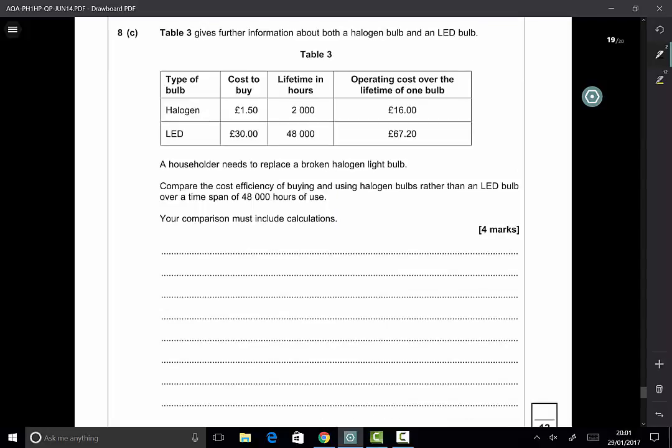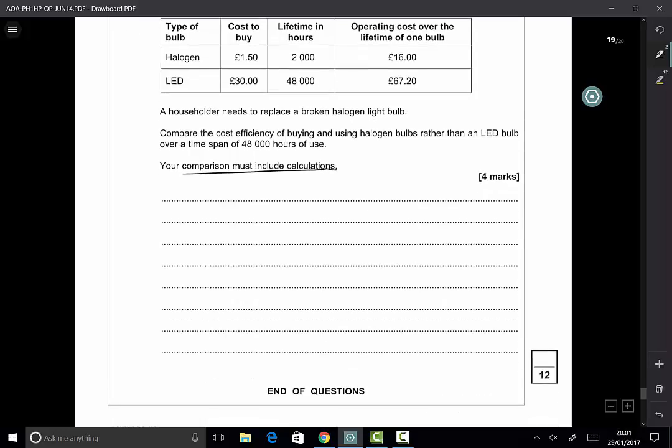Okay, we've got more information about halogen bulbs than LED bulbs. A householder needs to replace a broken halogen bulb. Compare the cost efficiency of buying and using halogen bulbs rather than LED bulbs over the time span of 48,000 hours of use. Your comparison must include calculations. It speaks for itself: if you've read the sentence, you know you've got to put some calculations in there. So the first thing I'm going to look at is the fact that the halogen bulbs have a shorter lifetime than the LED.